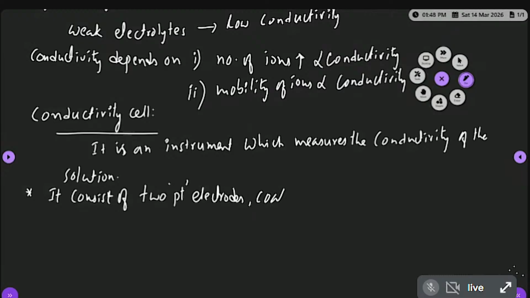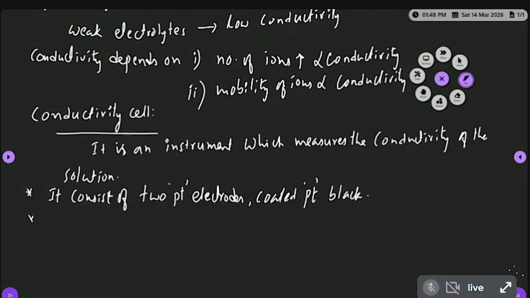Coated by platinum black. So platinum black is the material which is coated on the platinum wires. Here electrodes are nothing but wires. So they are coated by platinum black powder. It consists of two platinum electrodes coated by platinum black, right?